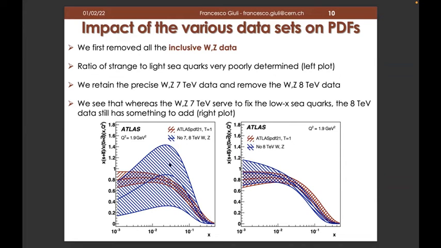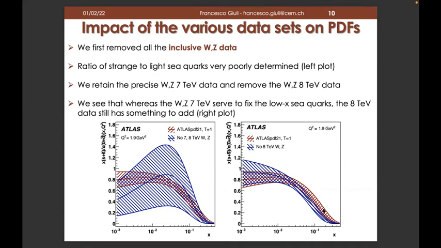So what we decided to do is retain the precise WZ 7 TeV data and remove just the 8 TeV data. This is the plot on the right side here. Comparing the red to the blue, you can see that whereas the WZ 7 TeV serves to fix the low x strange to light quark ratio here, the 8 TeV data still had something in the high x regime, lowering the uncertainty a bit, but also pulling up the strange determination a bit.